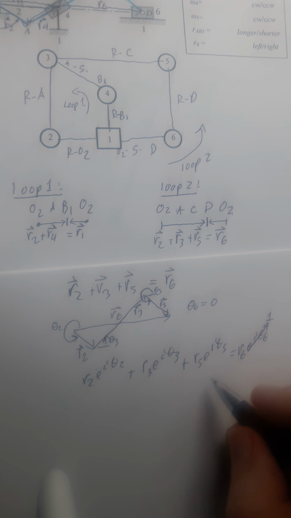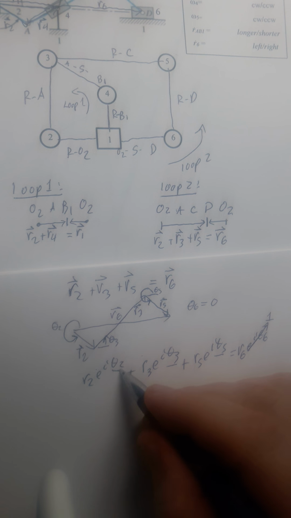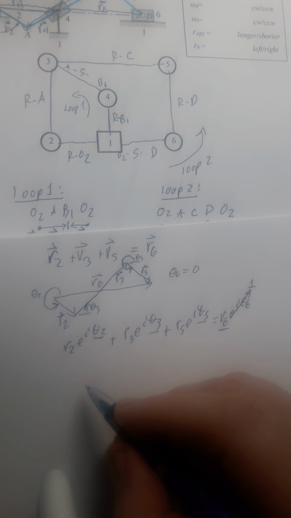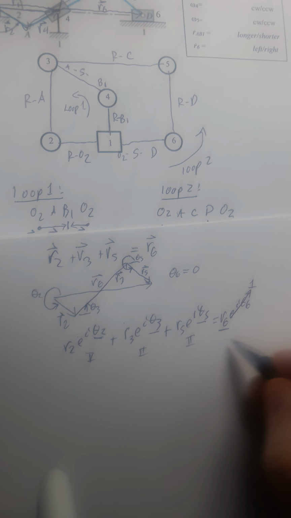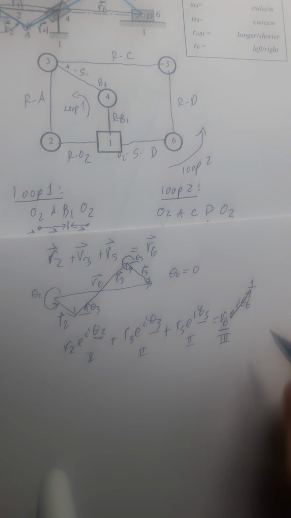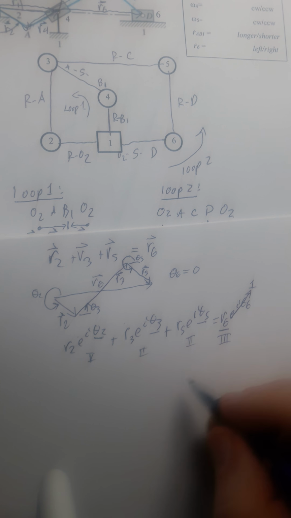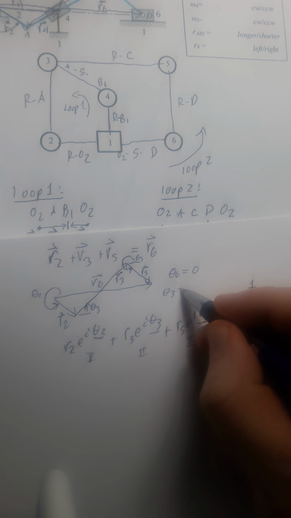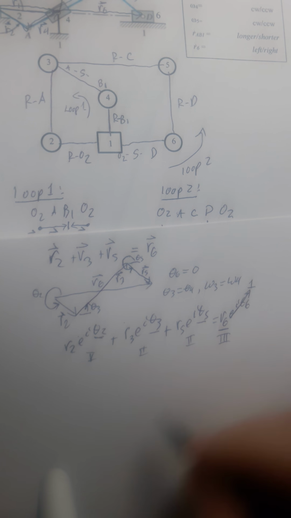Now, as we look at our different types of vectors here, theta 5, theta 3, and theta 2 change, as does R6. So we've got a type 2, type 2, type 2, and a type 3. Now, we also have theta 3 equals theta 4, and that means omega 3 equals omega 4.